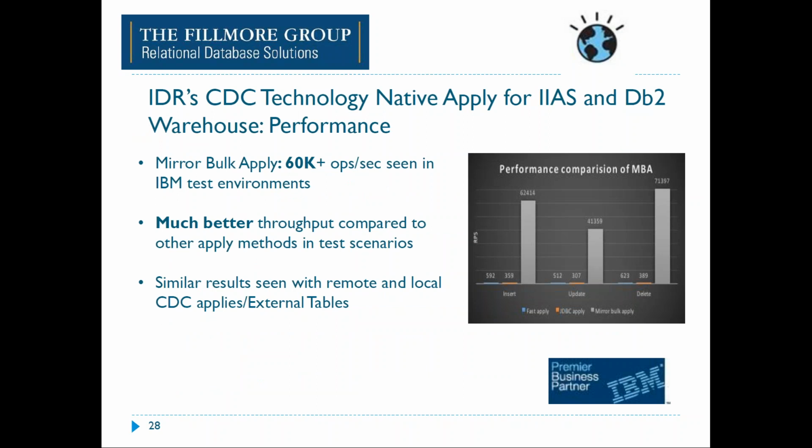Okay, and they've done some benchmarking in the lab for this. The Mirror Bulk Apply, the MBA, 60K plus ops per second seen in the IBM test environments, much better throughput compared to other apply methods in the test scenario. So something that will scale a lot better. Similar results seen with remote and local CDC applies and the external tables.